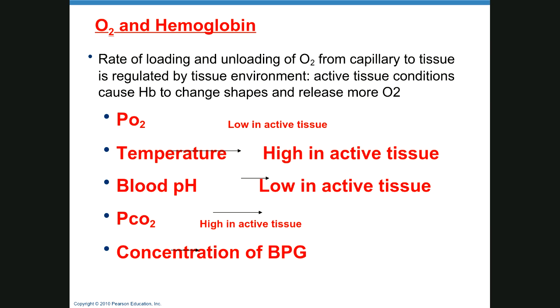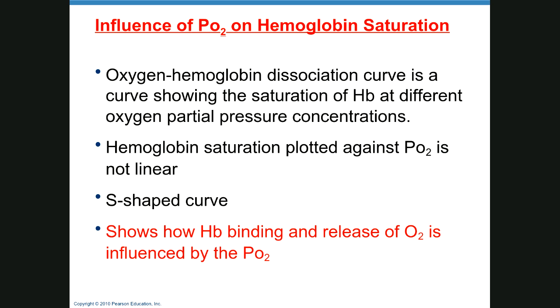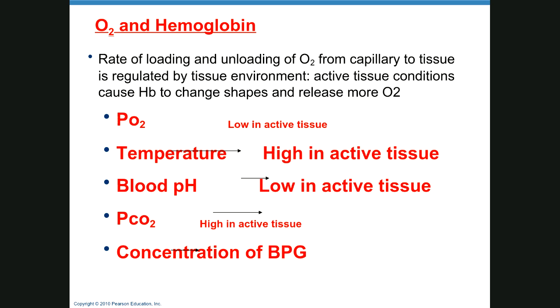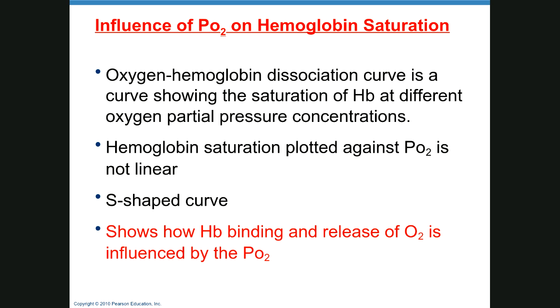All right, so the question is, how is the system going to know, quote unquote, when to give more oxygen and when to give less oxygen? A tissue that is active will need more oxygen. A tissue that is less active will need less oxygen. So how does hemoglobin know to unload more oxygen into an active tissue and less oxygen into a less active tissue?